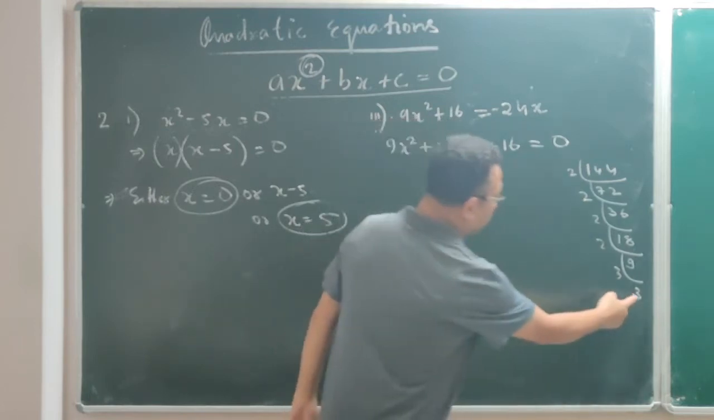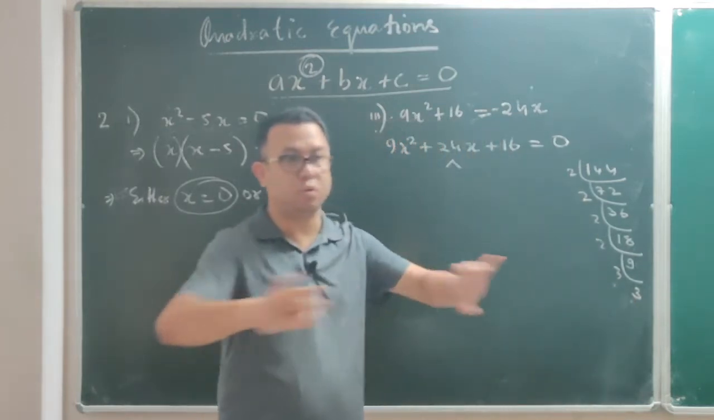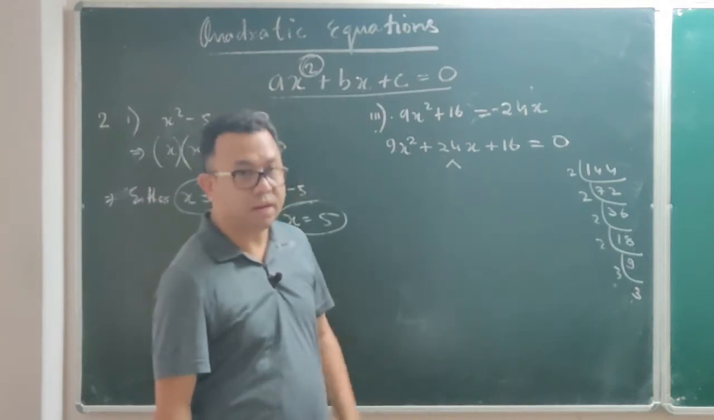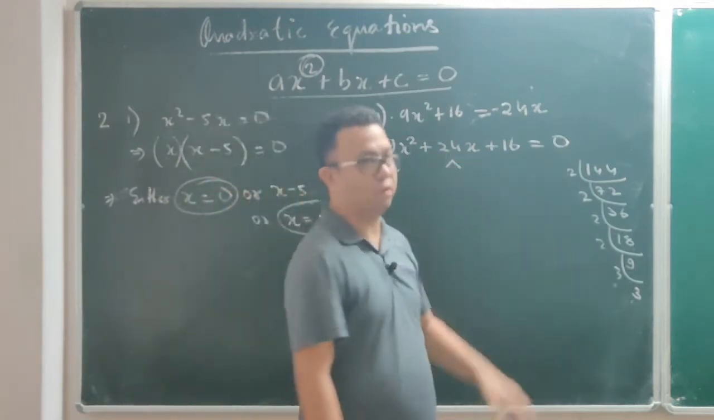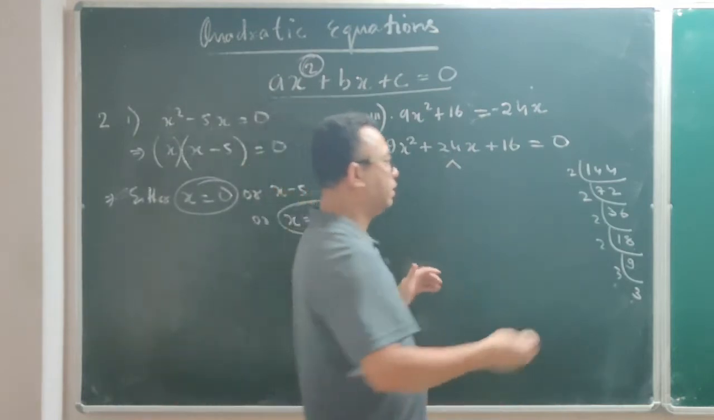Now all these numbers, 3, 3, I have to group into two. And I have to group in such a way that when I add or subtract them, I get 24. Now I am trying, just to show you only, randomly.